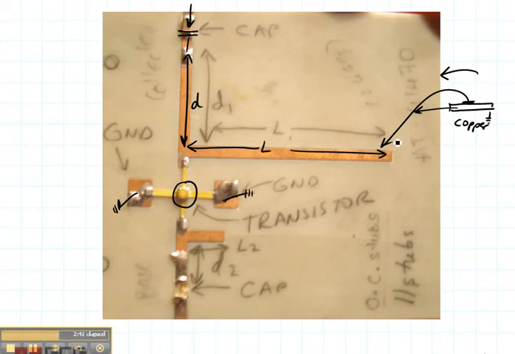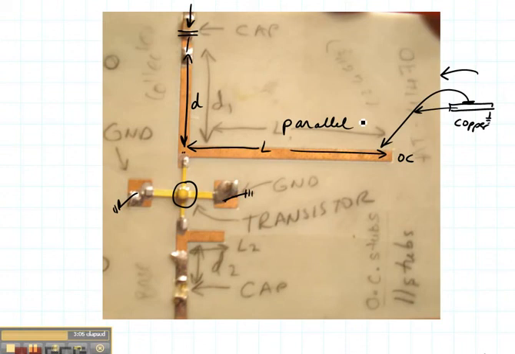This particular stub is in parallel, and that's because it's connected with the same potential here as the transistor and the D point right there. And it is open-circuited because we don't see that anyone drilled a hole and short-circuited down to the copper at the bottom. So here's an example of a parallel stub that is open-circuited on the end.